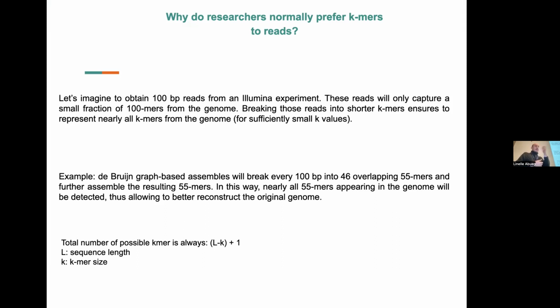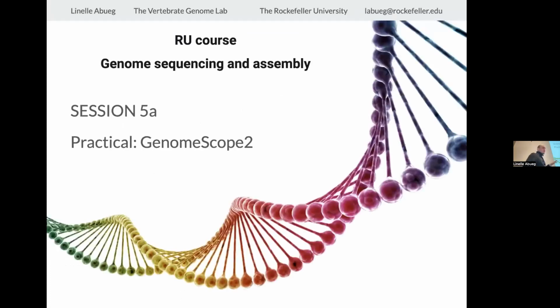So that's why they have been very popular, and most of the assemblers in the pre-third generation sequencing era were based on k-mers, and on this concept that we're going to discuss later of the de Bruijn graphs that are based on k-mers. Okay, so with that, I think we are at the break, or no, we first do this.